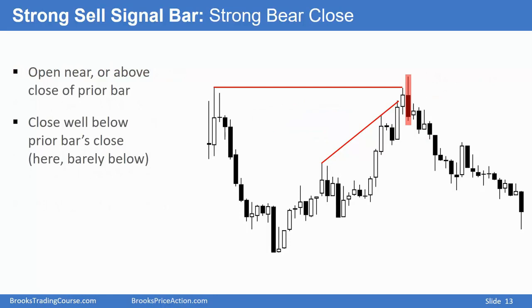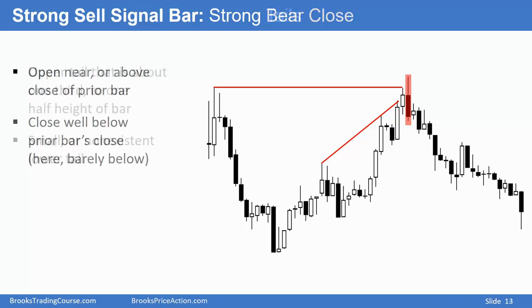What are the components of a strong sell signal bar? Well, you want an open at or above the close of the prior bar. Here we're opening at, maybe slightly above the close of that bar. And you want a close well below the close of that bar. You want the market to close over here, trade up, and then trade down well below the close of the prior bar. And you also want a small or non-existent tail on the bottom.